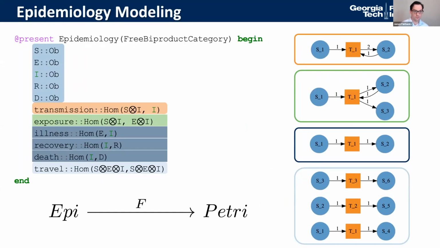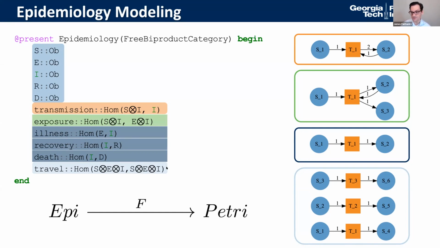So the first step is to present the category of epidemiological models as a presentation of a free biproduct category. So you've got some objects, and these are the different types of states or types of species that you can have. Then you have some homs that are your primitive reactions. So transmission, exposure, illness, recovery, death, travel. These are different things that can happen to people in this Petri net. And so every morphism in this category is going to be a system. And we're going to associate to each morphism in this category an open Petri net using decorated cospans.